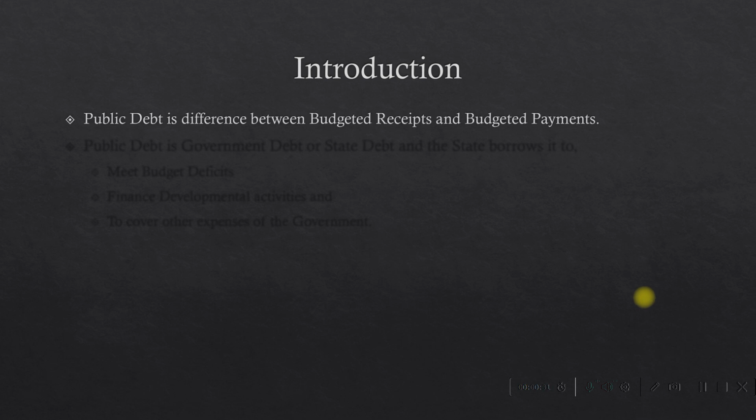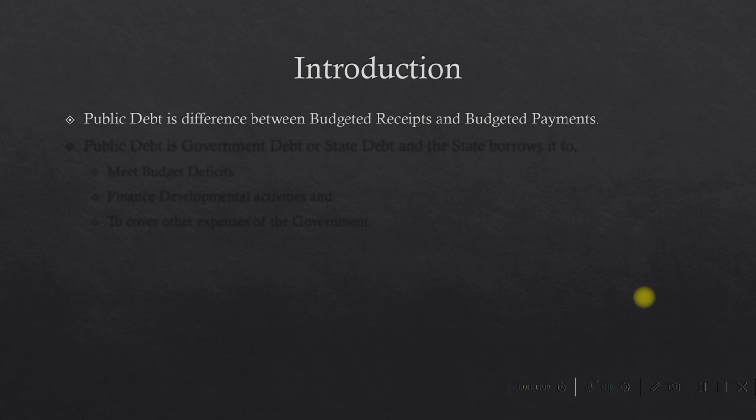So public debt is the difference between budgeted receipts and budgeted payments. Even before that, we have to see what the meaning of public debt is. Public debt is raised by the government to cover the differences between budgeted receipts, which is government income, and budgeted payments, which are government expenses. So whatever deficit comes between these two will be raised as public debt. If expenses are more, then the government needs money, so public debt will be raised.